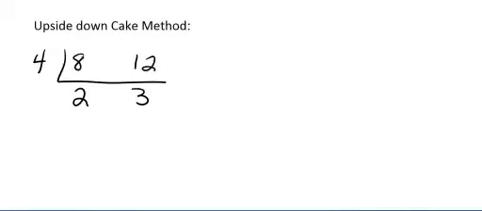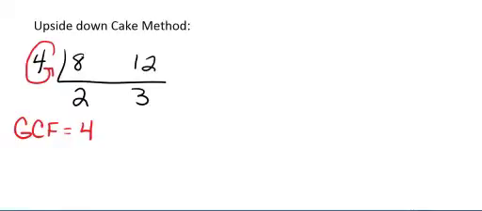So on the left column, you can create a G to help you remember that this is the greatest common factor. And the only thing in the left column is the 4. So my greatest common factor of 8 and 12 is 4.